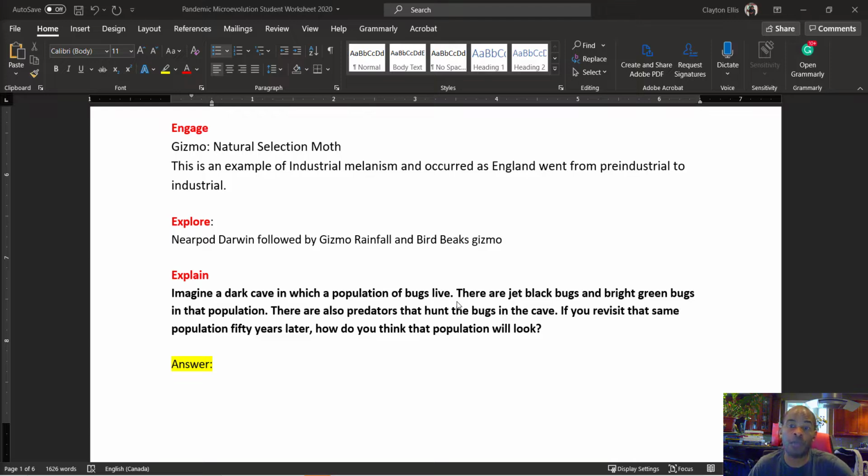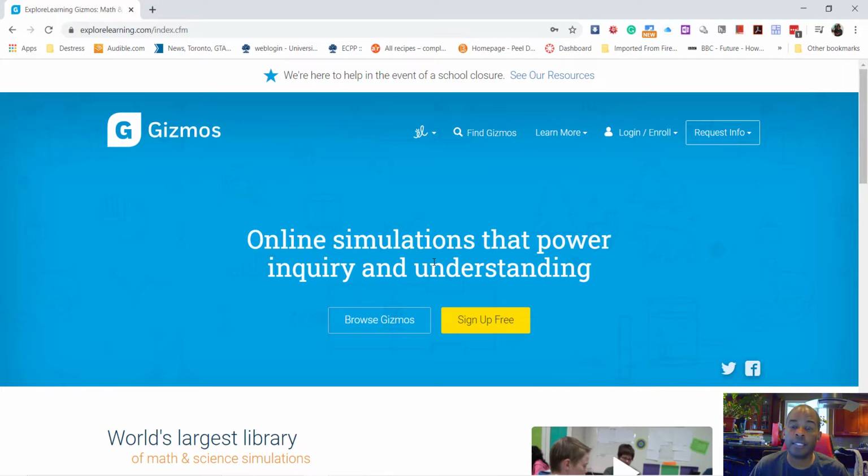The gizmos are one of the simulations I had asked everyone to sign up for at the beginning of our course. There was that initial welcome to the class announcement, and you were supposed to sign up for the gizmos, download the textbook, and some other things. So the gizmos, if you don't recall, is a website. It's called Explore Learning, and the gizmos are a group of simulations.